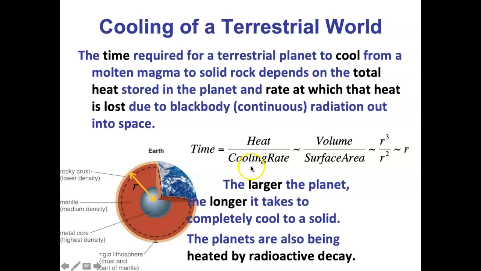If you've got this much heat and you're losing this much heat per second, you divide those two numbers and that'll tell you how many seconds until you lose all the heat. Well, the heat energy, the thermal energy that a planet is born with is stored throughout the entire volume of the planet. So the larger the planet, the more volume the planet has, the more heat it starts out with. So the heat energy that the planet starts out with is proportional to the volume. But the planet is cooling itself off through the surface. So how fast a planet can cool off is proportional to the surface area.